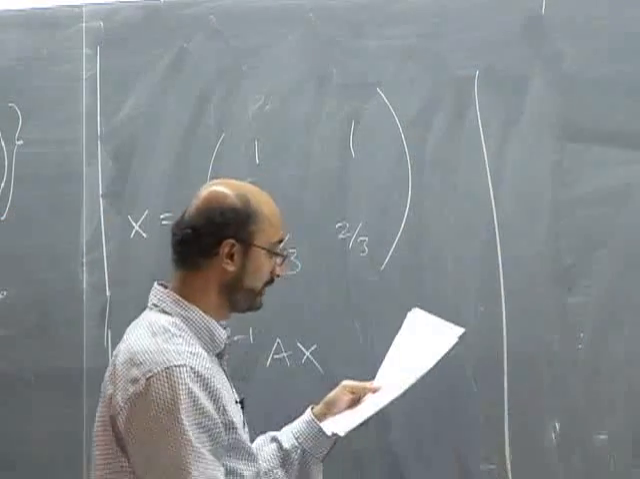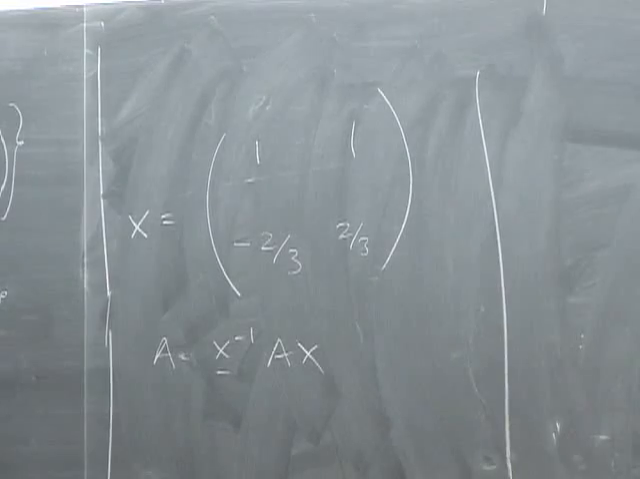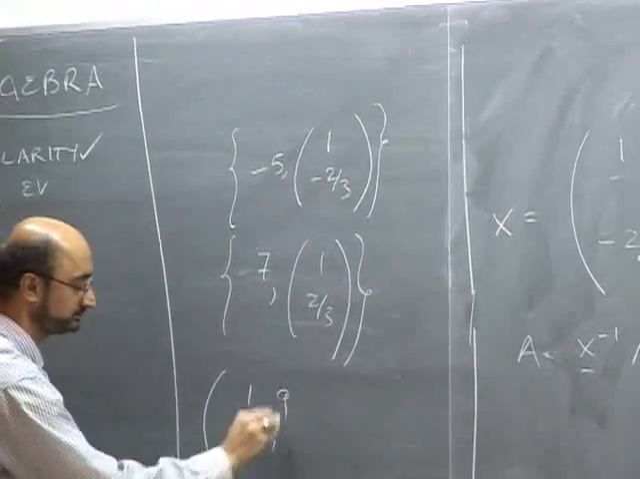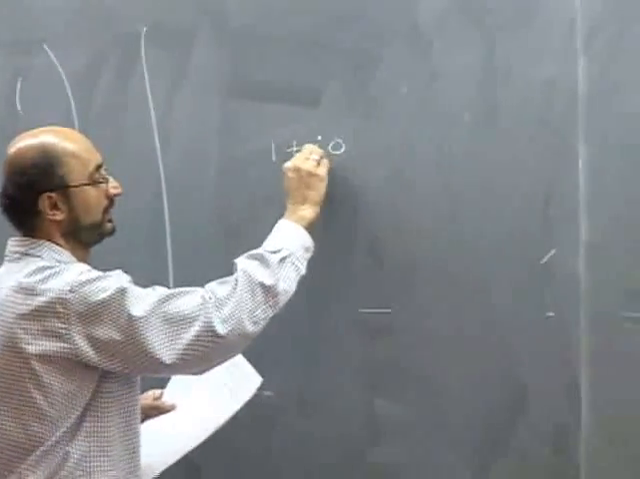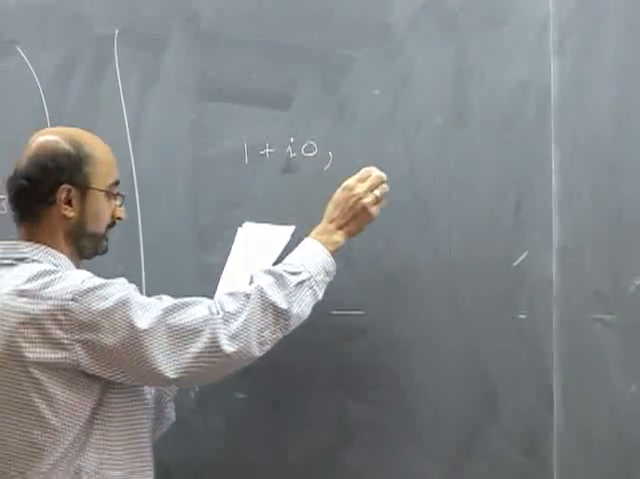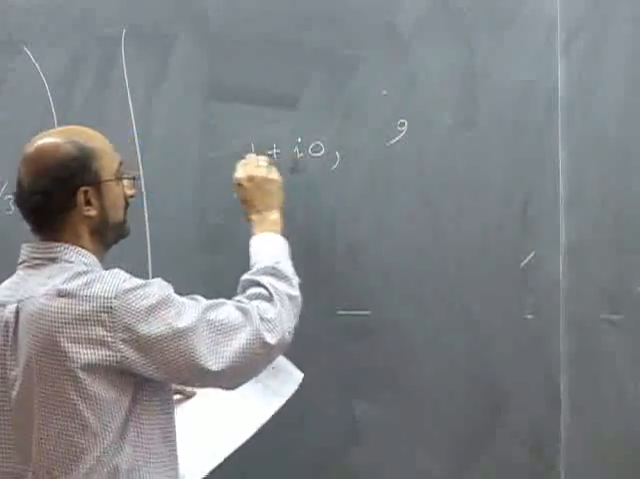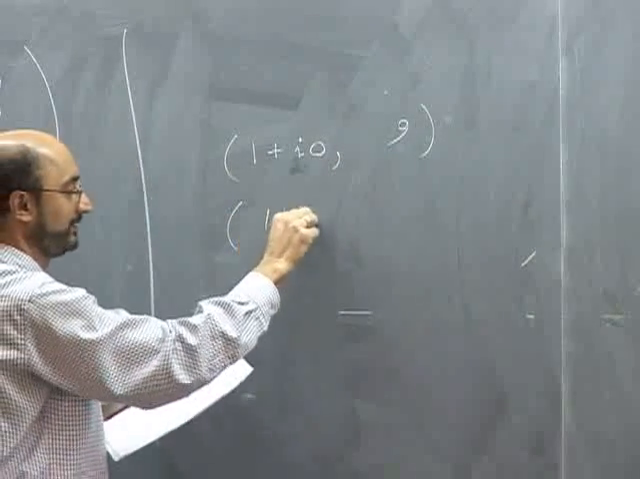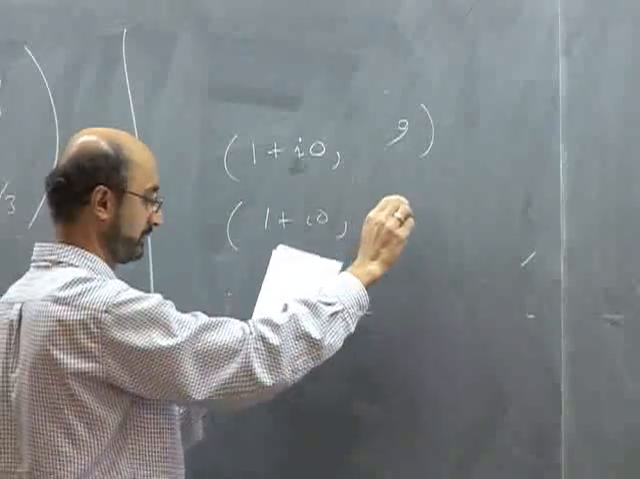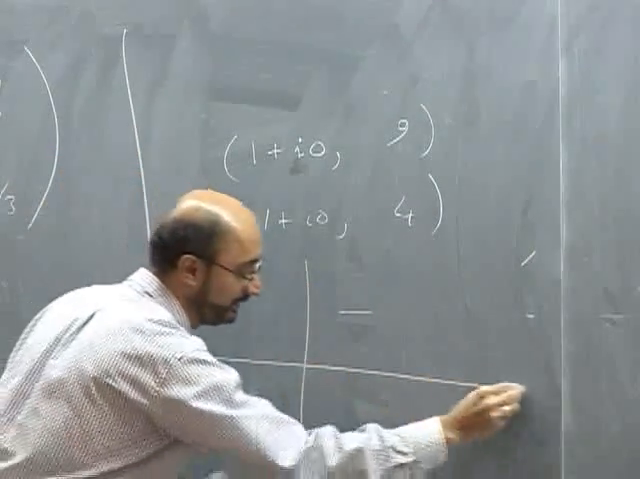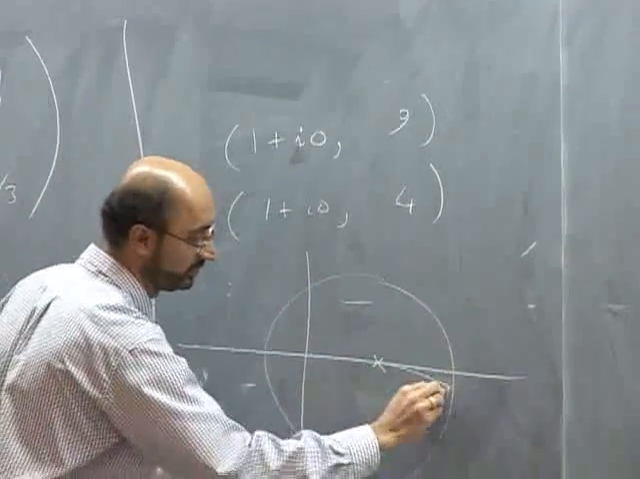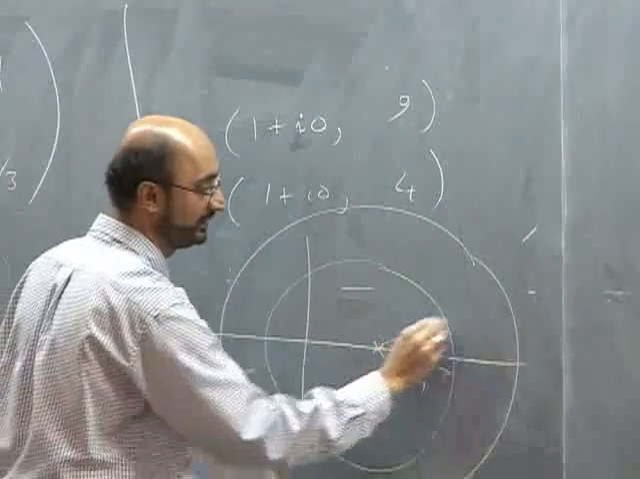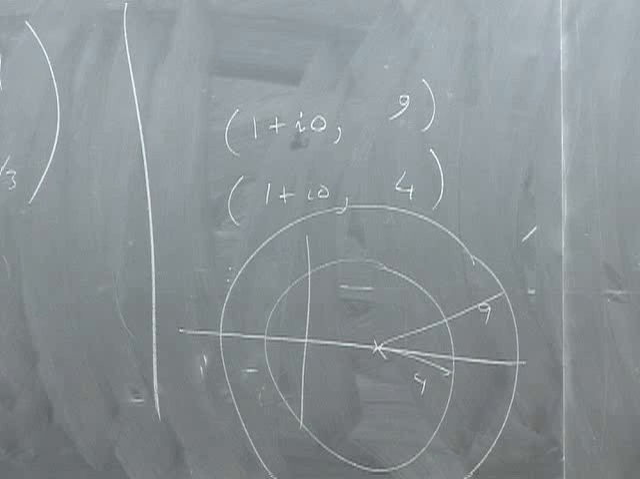And then the other one was: what are the disks corresponding to the matrix [1, 9; 4, 1]? It's just going to be 1 plus 0i, if you want to be really precise, as the center, and the radius is going to be 9. The other one has center 1 plus 0i, and the radius is going to be 4. If you want to draw it, it's on the x-axis at 1. We have a disk of radius 4, and then another disk of radius 9. Those are the two disks, and the eigenvalues are going to lie somewhere there.